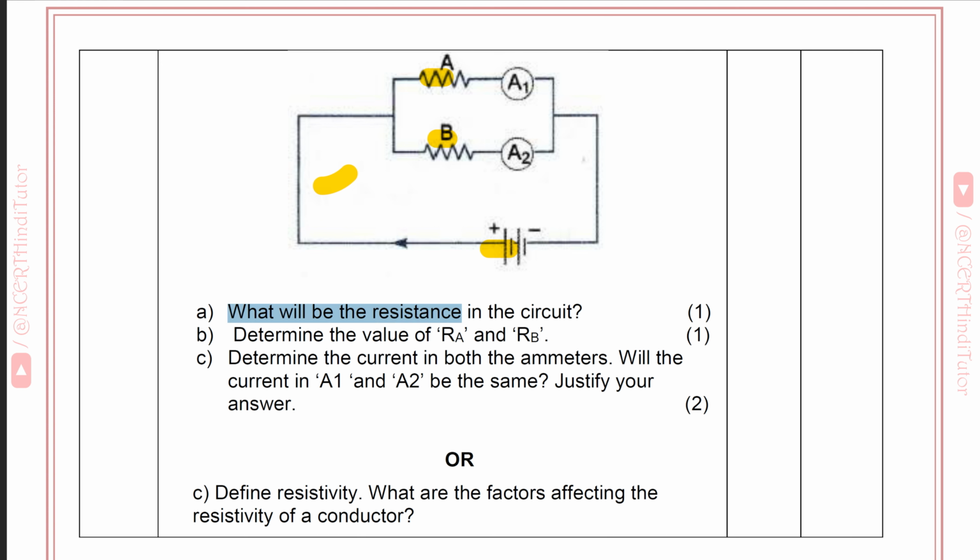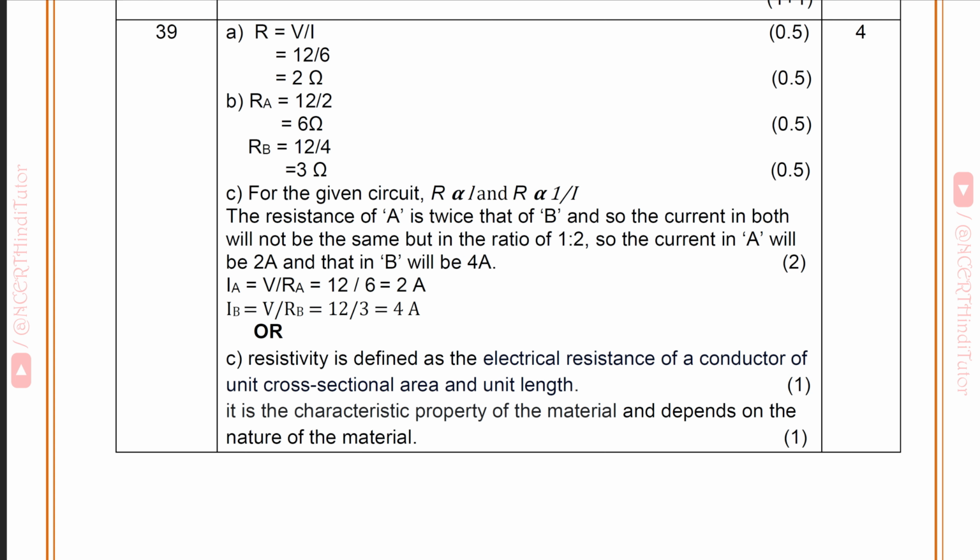A. What will be the resistance in the circuit? Answer. Given values of V and I are 12 and 6. So we put it in the formula. R is equal to V upon I. So we get resistance is equal to 2 ohm.